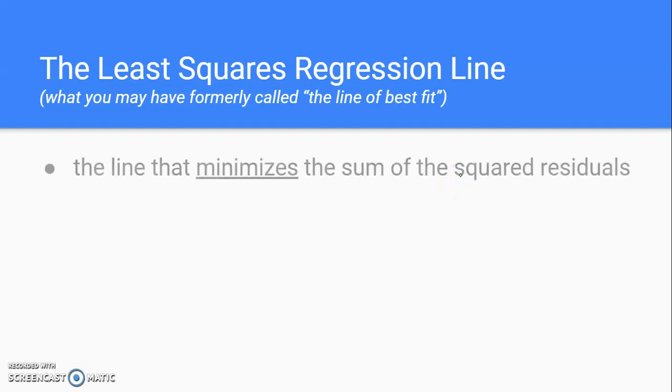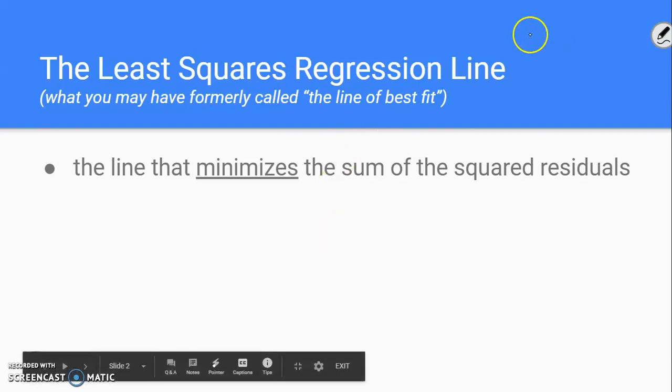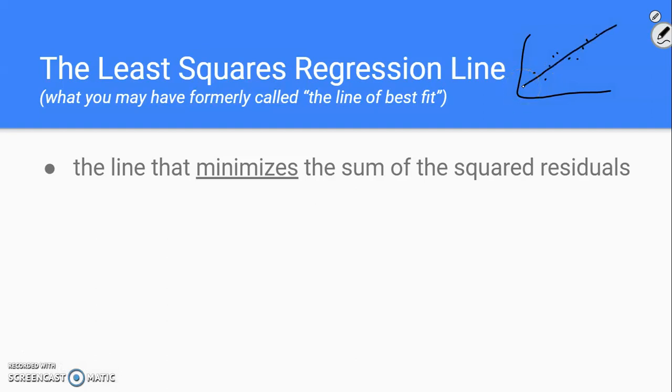And the reason it's called that is because of this first little fact, that it's the line that minimizes the sum of the squared residuals. So when I have a set of data and I have a bunch of points, and I have a line that goes through them, remember, a residual is that distance between the line and the point. So that vertical distance between the line and the point is a residual. So what this means is that if we were to take all of those distances and square them, this is the line that has the least possible value for that sum of the squared residuals. And that is why it is called the least squares regression line.